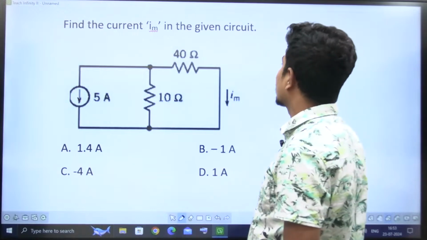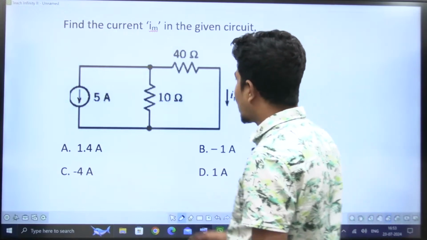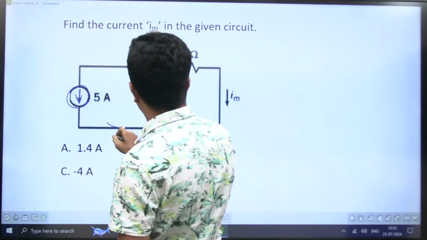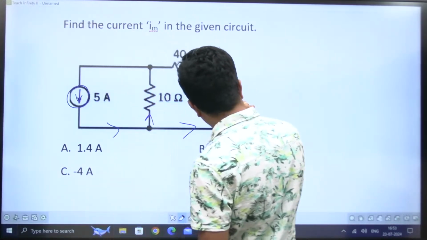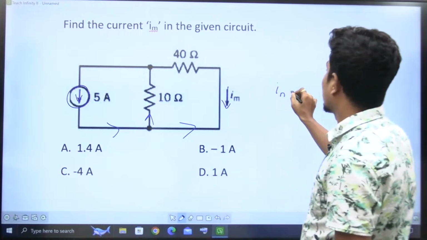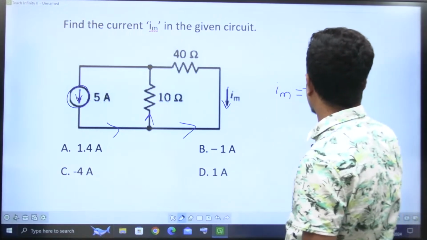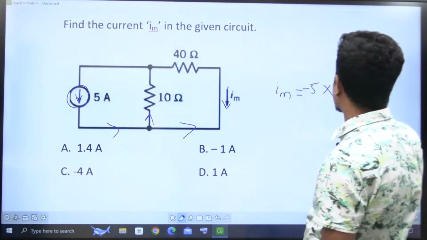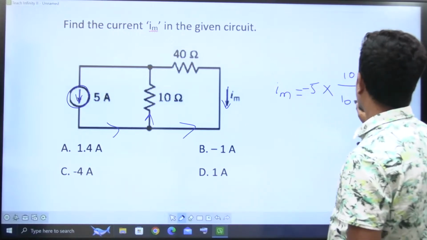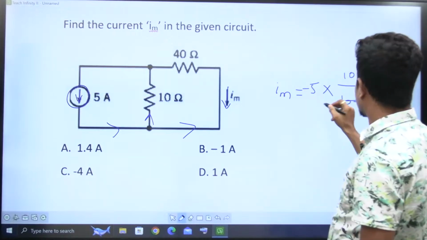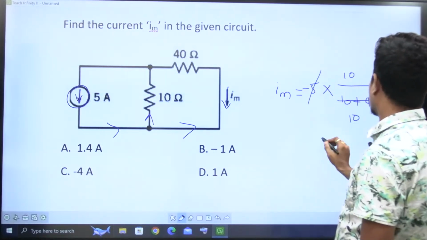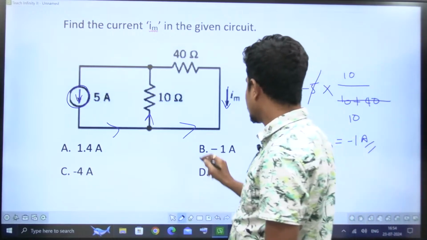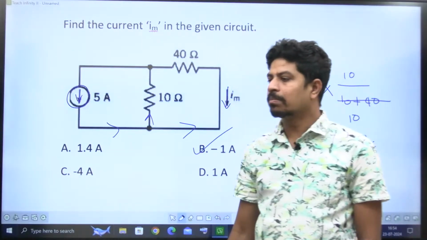Find the current Im in the given circuit. If you see, Im is going to be negative first of all. Why? Because current 5 is coming here, some current will go, some current will go, but this fellow is asking in the reverse direction. So for Im, I am applying current division: minus 5 times. I told you what current division is. If you want current in any element, take the opposite resistance divided by total resistance, 10 plus 40, this is 50, 10 times this is gone. So Im is equal to minus 1 ampere, that's all. Option is B. B for Bombay.